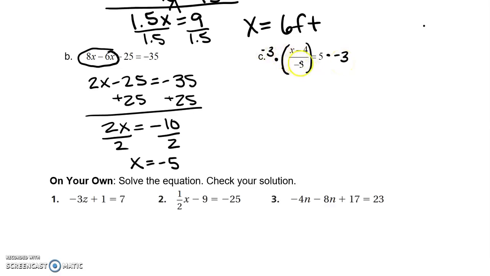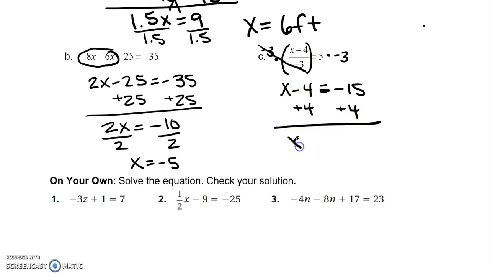So when I multiply this by negative 3, these negative 3's cancel out, and you're left with x minus 4 equals 5 times negative 3, which is negative 15. My first step. Now I just have one more step. x minus 4, you're going to add 4 to both sides. And you have x equals negative 15 plus 4, which is negative 11. And then you are done.